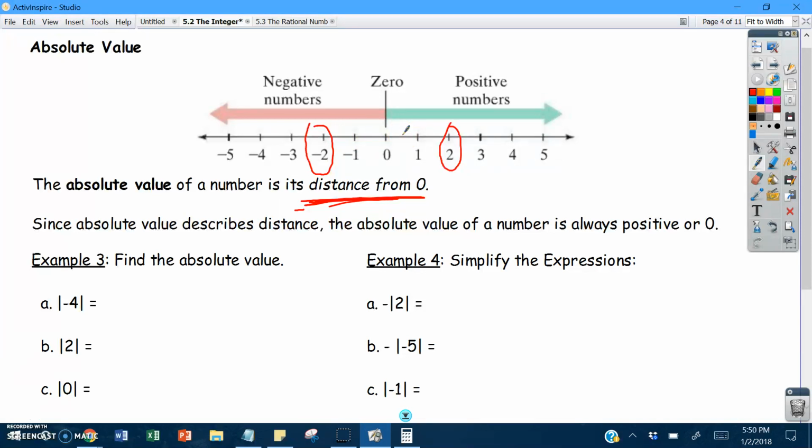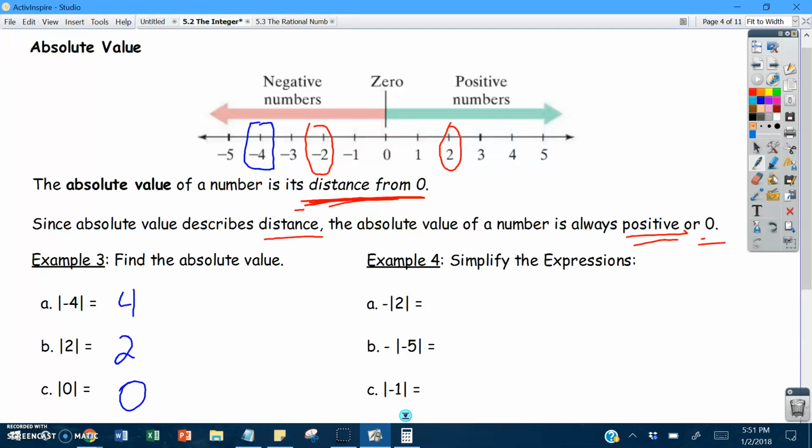So we're talking about distance here, and since we're talking about distance, the absolute value of a number always comes out positive or 0, because we always talk about distance as being something positive. For example, here we have the absolute value of negative 4. If I look up here on the number line, negative 4 is exactly 4 units from 0. 1, 2, 3, 4. That absolute value is just 4. That's the distance from 0. The absolute value of 2, we said that is 2. And the absolute value of 0, well, 0 is 0 units from 0. So the absolute value of 0 is 0.